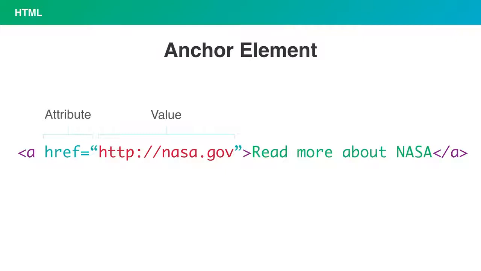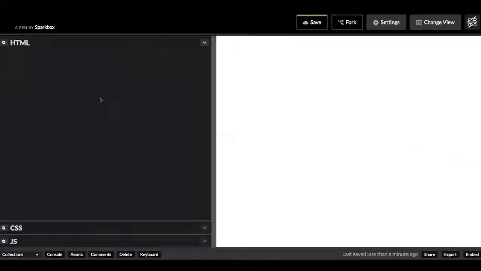There are many different attributes available, but they all follow the same rules. You have an attribute name, followed by an equal sign, and then a value between quotation marks. In this case, the value is a website address or URL. The href attribute is set equal to the URL the link text should visit when clicked. So this example says when you click on Read More About NASA, you will be sent to nasa.gov.